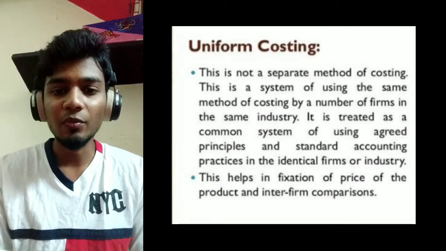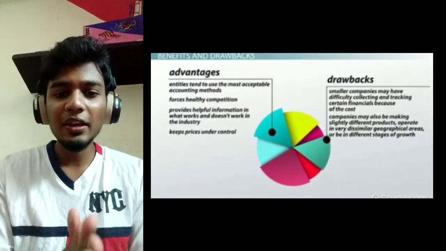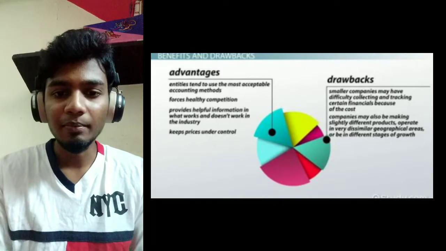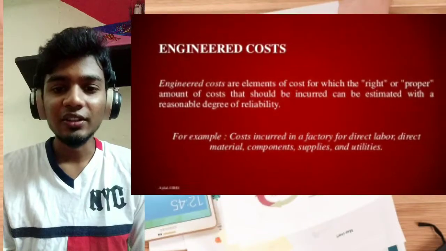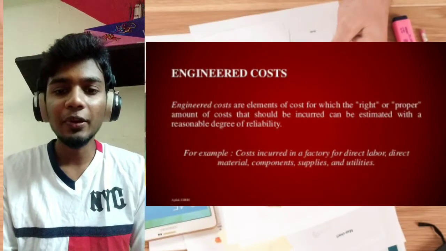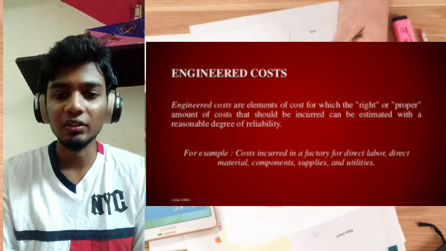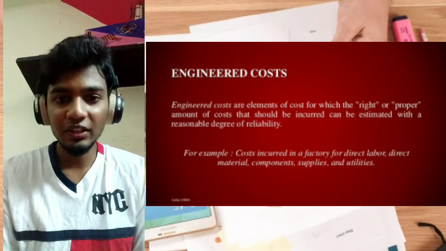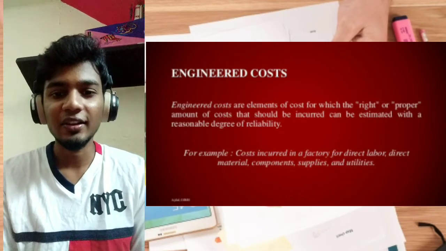And the next one is uniform costing. What is uniform cost? The cost which is continuous in process. It may be used in the interchange of firm comparison. What is engineered cost? Engineered cost depends upon the input of a physical verification of a particular stock. So the relationship of a physical stock with respect to cost is what we call engineered cost.